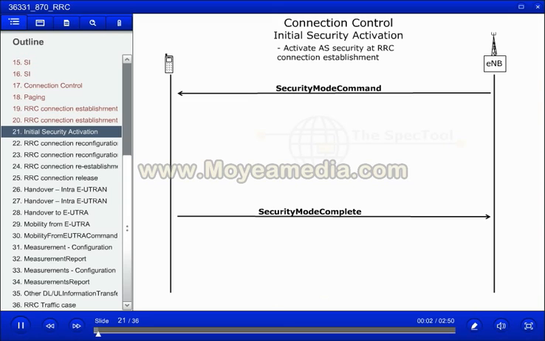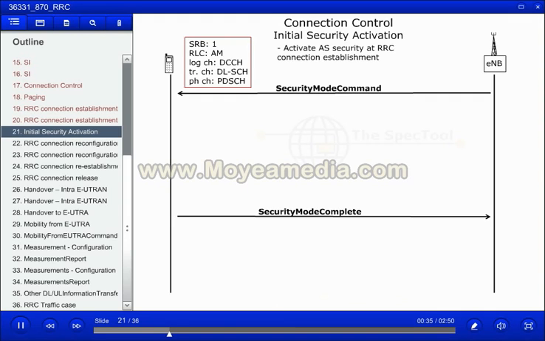Initial security activation procedure is initiated by eNode B to activate the access stratum security at RRC connection establishment. The access stratum security must be activated before signaling radio bearer 2 is established. The security mode command is sent from eNode B to the UE. It is delivered on signaling radio bearer 1.